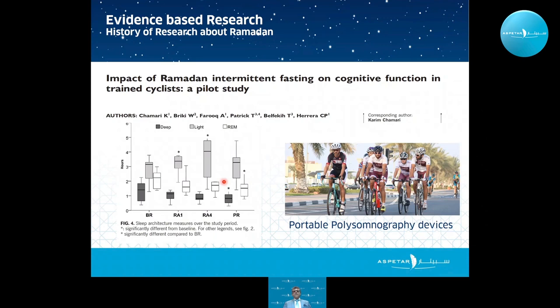So we can see that Ramadan is associated with issues at the level of the sleep, but at the level of methodology here, we didn't have a control group, because finding a control group of non-fasters in Muslim majority countries is an issue. So what do we do? We just use the control conditions as the pre-Ramadan. Sometimes pre-Ramadan and post-Ramadan, but in this case, post-Ramadan is impacted. So here the control was only pre-Ramadan, and each subject was his own or her own control.